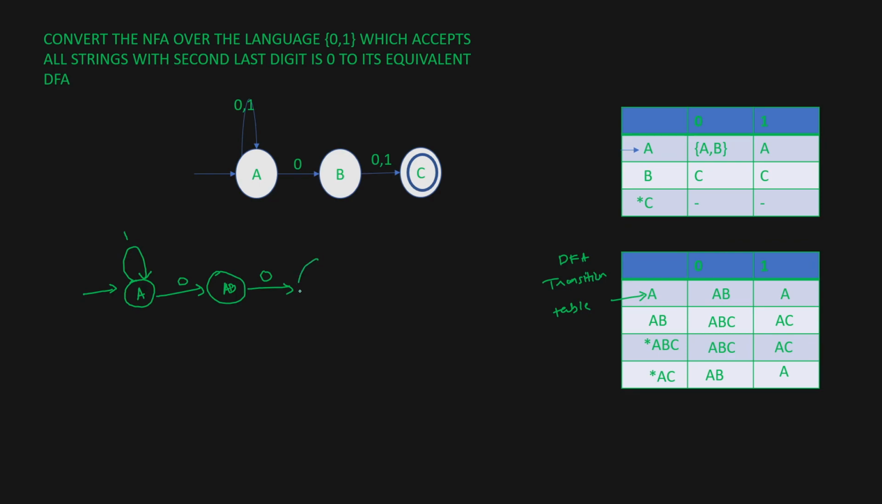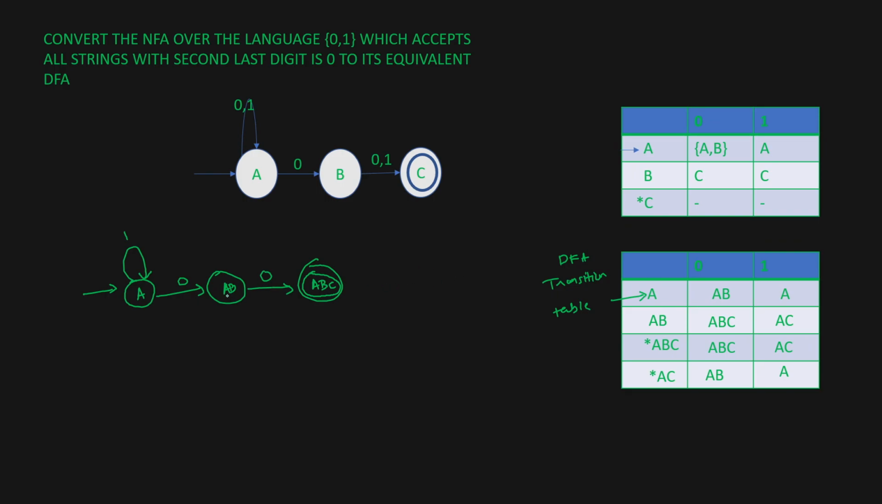On input 0, you are going to state A, B, C. Since this is a final state, you have to put double circles over here. Why? Because all the states that have C in them, because C is the final state over here, are going to be our final states, correct?